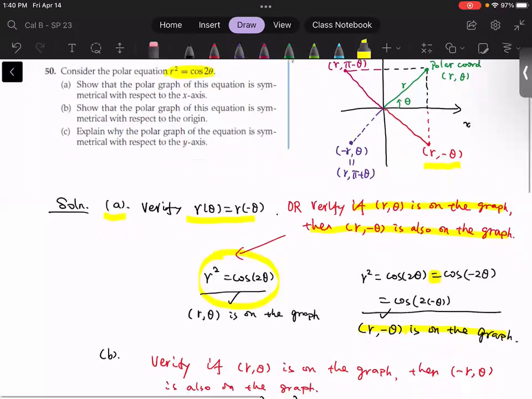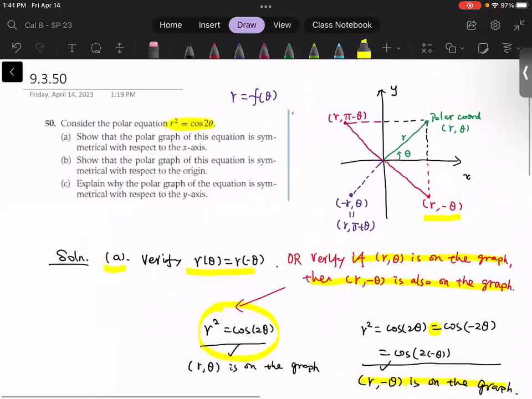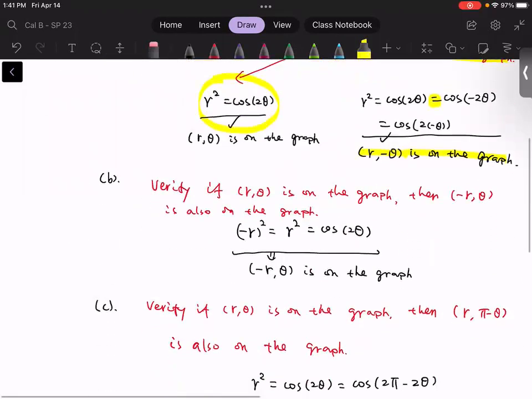Part B. Similarly, we want to verify that if (r, theta) is on the graph, then (negative r, theta) will also be on the graph. Let's just calculate the square of negative r. Obviously, this will be the same as r squared. Then of course, that will be cosine 2 theta. So the second equation tells us (negative r, theta) is also on the graph, and that finishes the proof.